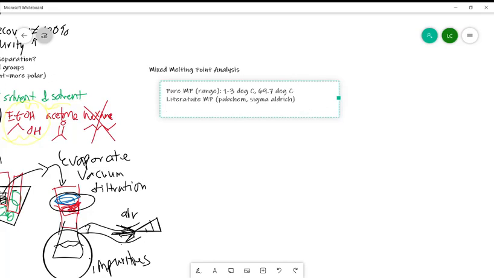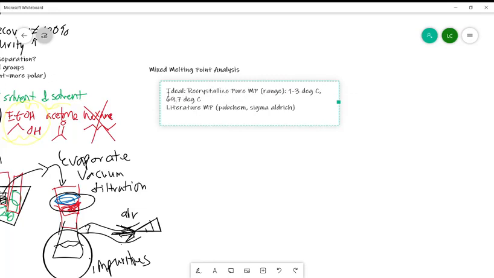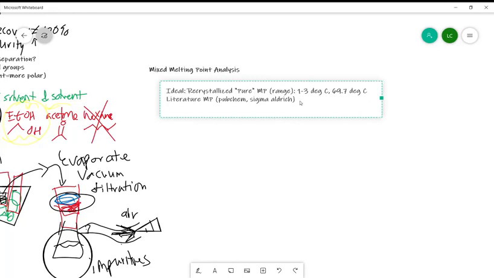So you can compare the pure. Basically, a pure melting point should be equivalent to the literature melting point. In ideal cases, your recrystallized sample won't be 100% pure, but it should be close to your literature melting point. But sometimes we don't use the literature one, so you can compare it to your impure or crude solid MP.